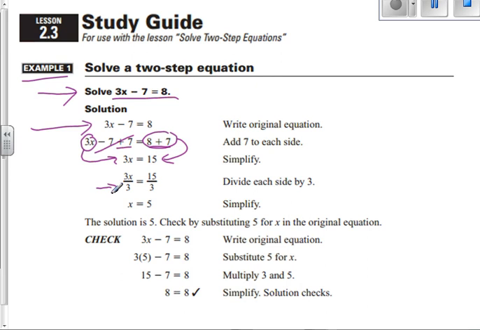Then you're going to divide both sides by 3. The 3's on the left will equal 1. 1 times x is just equal to x on the left. And 15 divided by 3 would give me 5. All right, so right now we believe our solution is x is equal to 5.